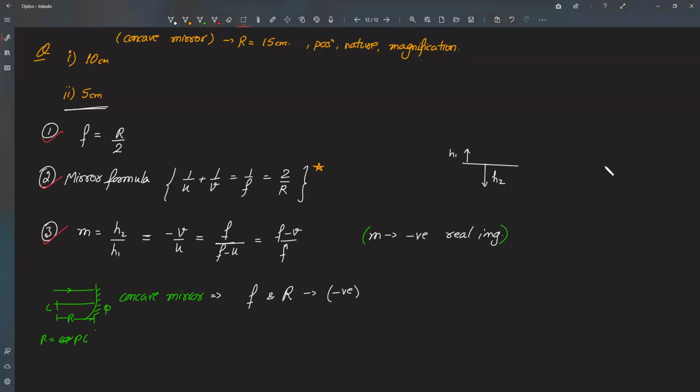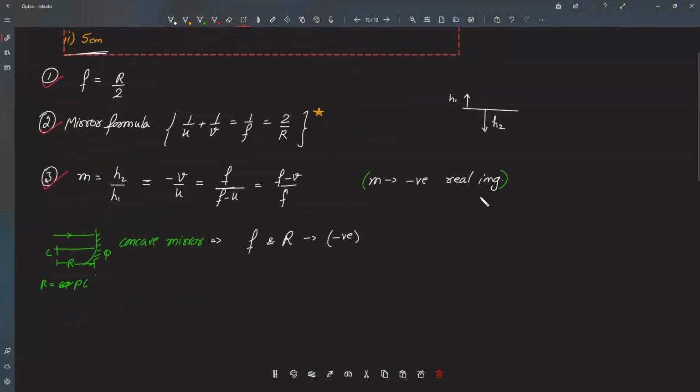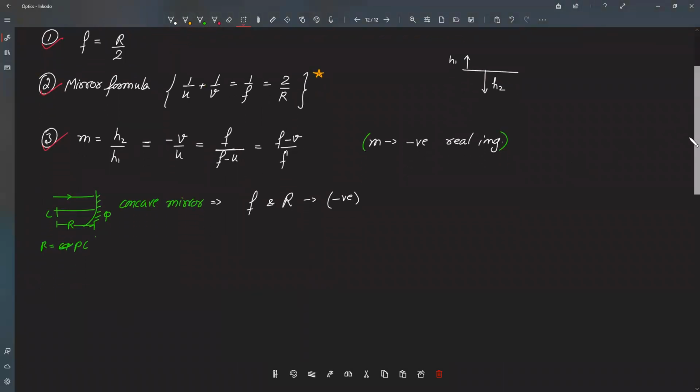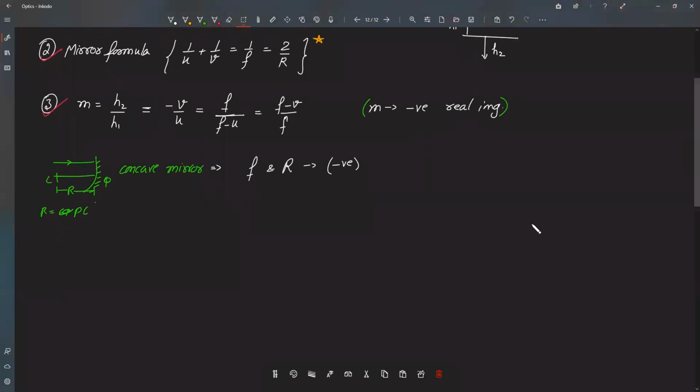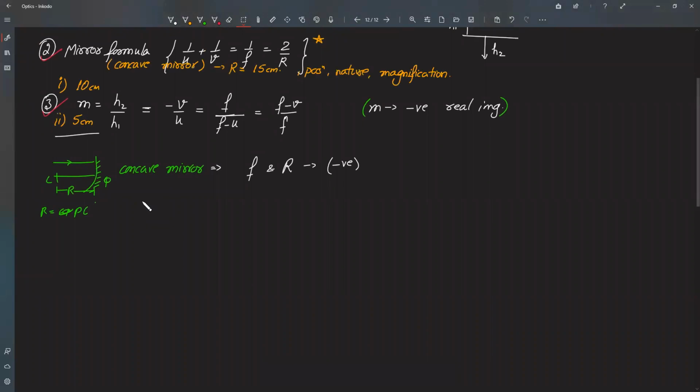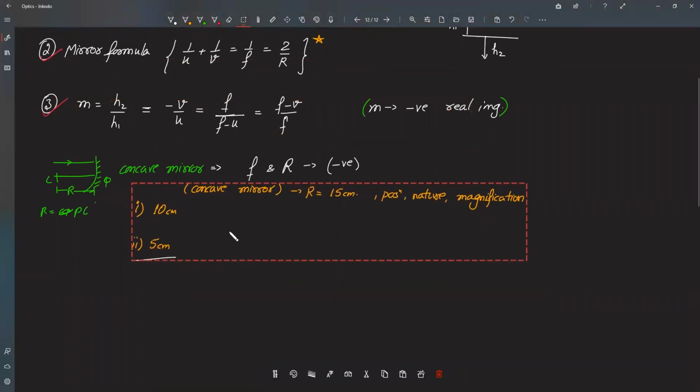So let me now copy this question once again. So these are the formulas. I think F equals R by 2, you are already aware of this. I'll remove that from here. Now try to solve this question.